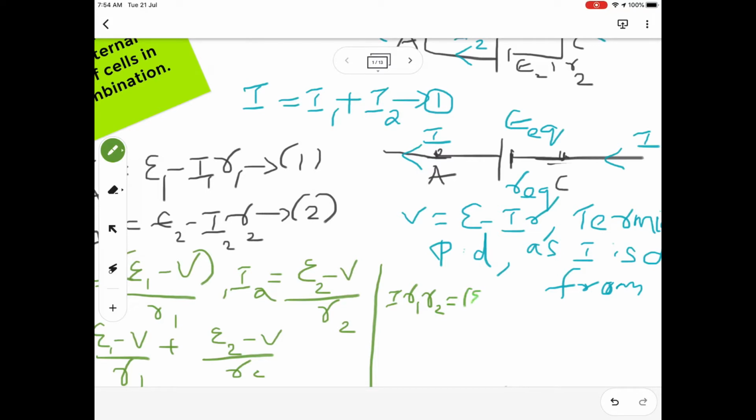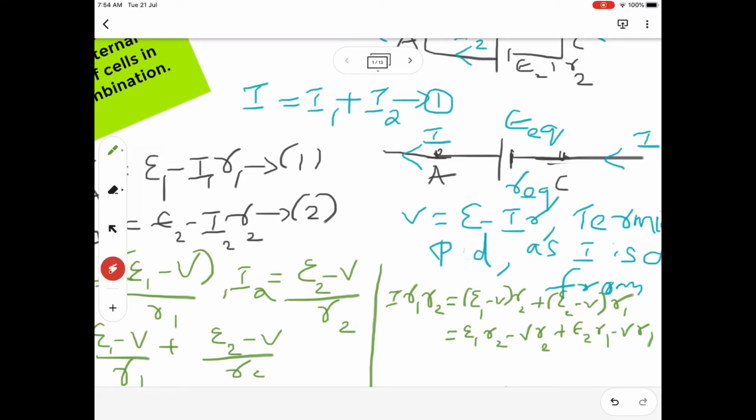So for that we shall cross multiply. It becomes I R1 R2 equals (E1 minus V) into R2 plus (E2 minus V) into R1. The brackets on the right side can be opened: E1 R2 minus V R2 plus E2 R1 minus V R1. In the third and fourth terms on the right side, take common minus V out. So the equation is E1 R2 plus E2 R1 minus V of (R1 plus R2).